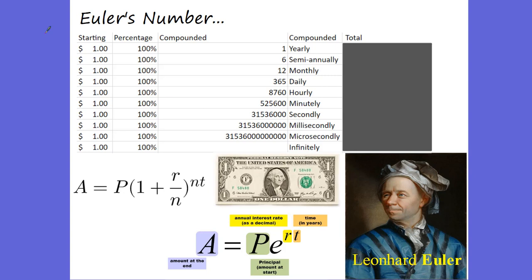No, e is a number. Just like pi is a number, it's irrational. E is also a number, it's irrational. It's named for Leonhard Euler, or Euler. He is one of my favorite mathematicians of all time.